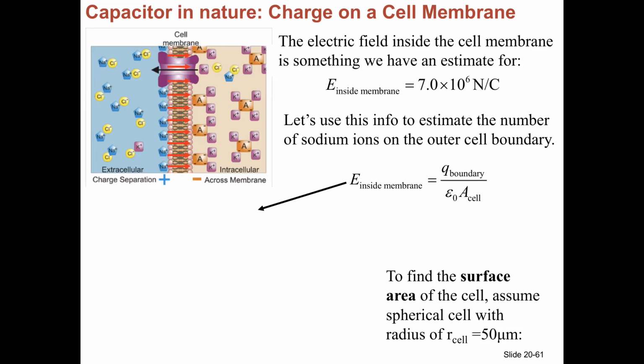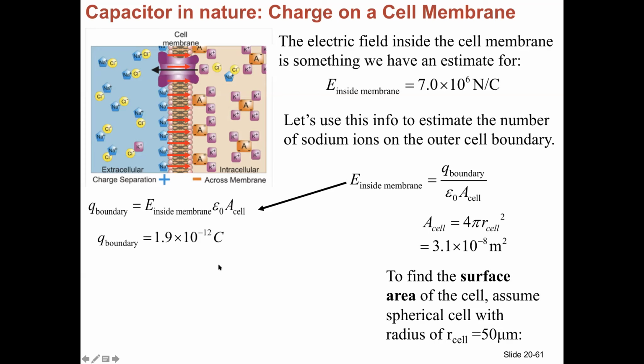For this problem, I'm going to take some ballpark numbers. Of course, I'm estimating. The radius of a cell, I'm going to take to be like 50 microns, so each cell is about 100 microns in diameter. It might be a bit of an overestimate or underestimate, but we're trying to get a ballpark figure. So if I take that radius, I can plug it into the surface area of a sphere, 4 pi r squared, and get an estimate for the surface area of the cell membrane, 3.1 times 10 to the minus 8 square meters.